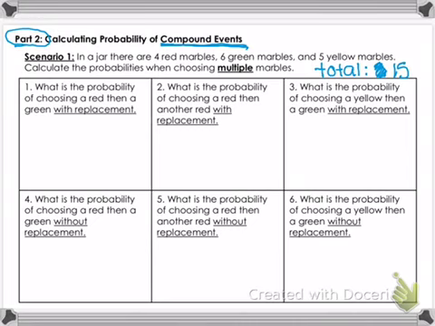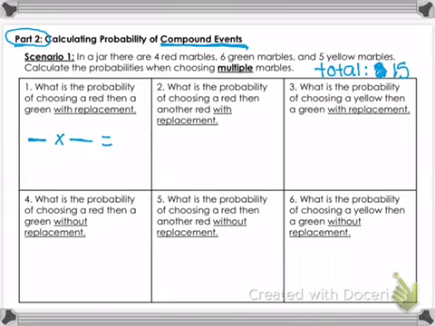So let's check out number 1. What is the probability of choosing a red, then a green with replacement? A couple things coming into here. First, we need to remember that our rule for compound events is that we're going to multiply the events together. There's going to be one probability for the first pick multiplied by the probability of the second pick, and that will get us our compound probability. Okay, let's talk about our picks first.